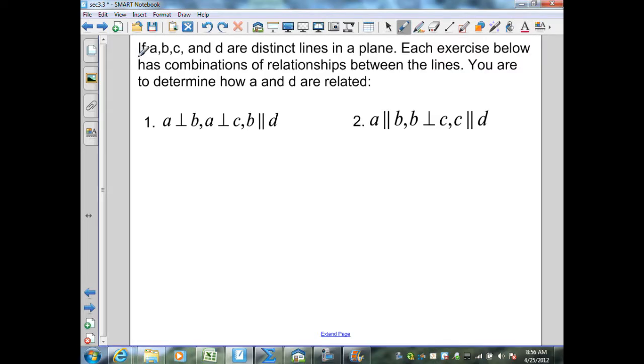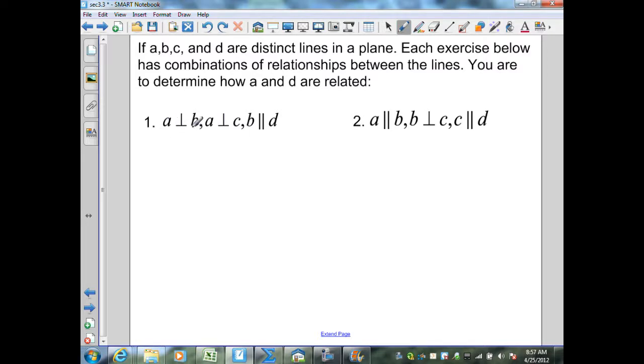For this exercise, if A, B, C, and D are distinct lines in a plane, each exercise below has a combination of relationships between the lines. You are to determine how A and D are related. We can do a diagram that will support the theorems from the previous slides, or we can just use the theorems from the previous slides. Let's just use the theorems.